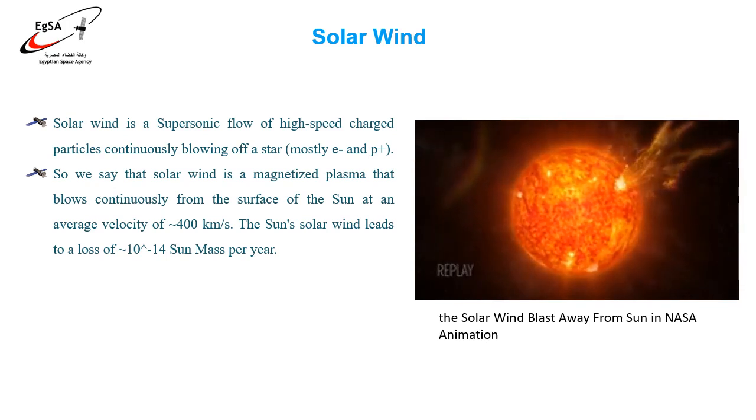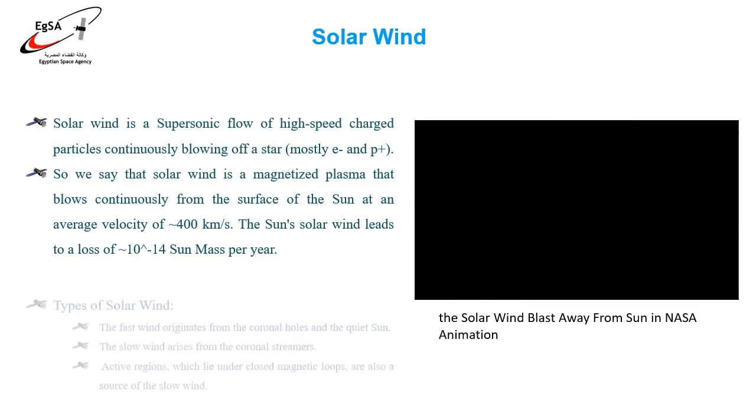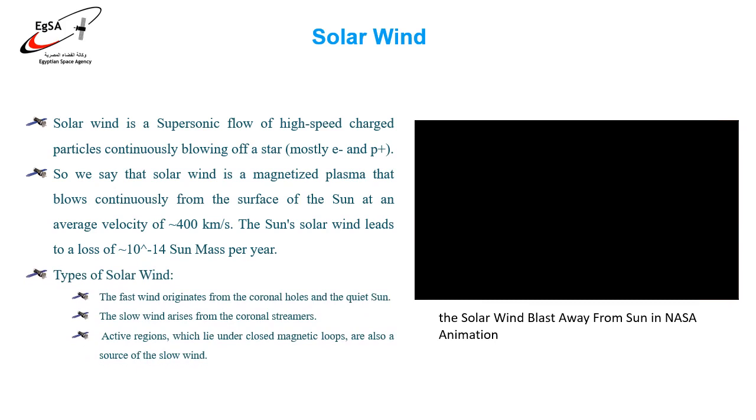The Sun's solar wind leads to a loss of 10^-13 solar mass per year. Types of solar wind. The fast wind originates from the coronal holes and the quiet Sun. The slow wind arises from the coronal streamers. Active regions which lie under closed magnetic loops are also a source of the slow wind.